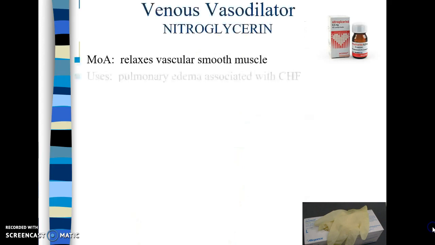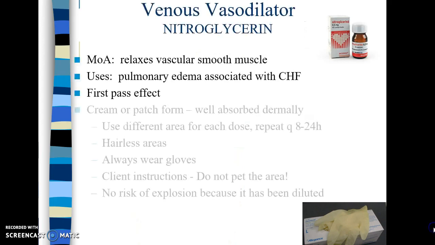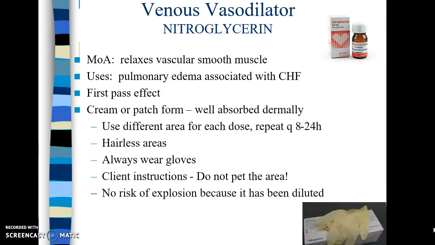On the venous side, we typically use nitroglycerin. Nitroglycerin is a pretty interesting drug. I think it's interesting. You might have heard of nitroglycerin in association with something called TNT or trinitroglycerin, which is an explosive. We use it in a very dilute form, so there is no possibility of explosion.